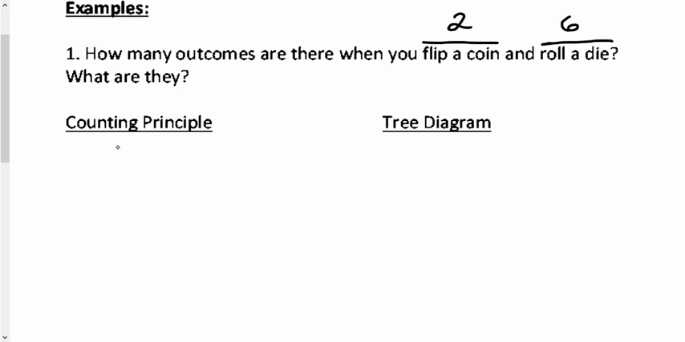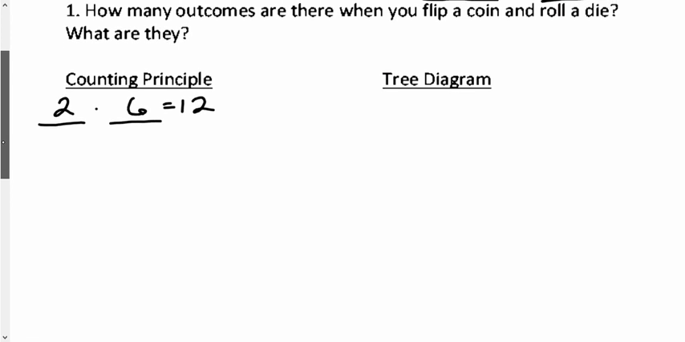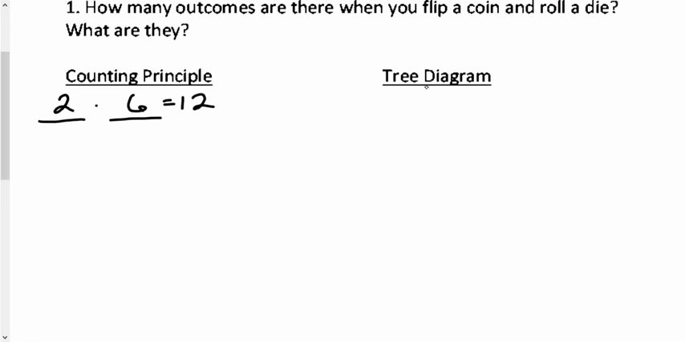How many possible outcomes are there when we roll a die? There's six. Well, the counting principle says that we're just going to take the number of outcomes for each of these, and we're just going to multiply them. 2 times 6 equals 12. We should end up with 12 possible outcomes in our sample space. Now, let's take a look at a tree diagram and what that might look like.